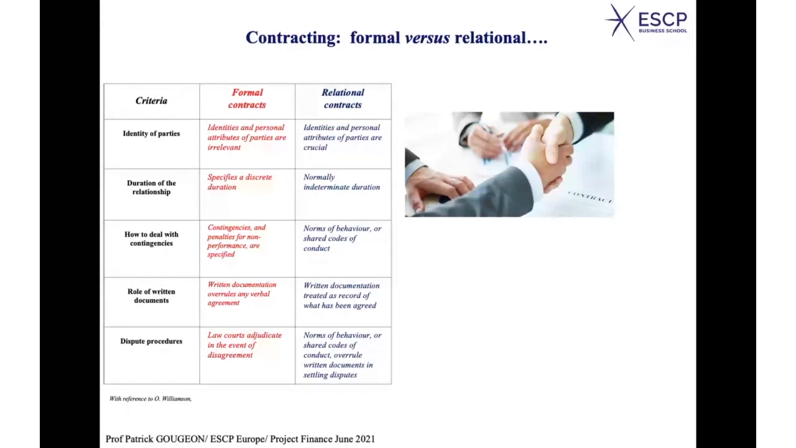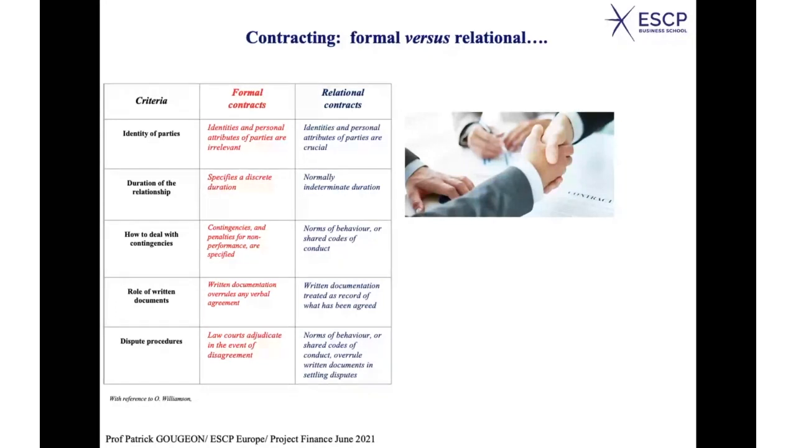Duration of the relationship. A formal contract specifies a discrete duration. Well, in a relational contract, there is no duration stipulated. If you have a friend, you are not going to tell him, well, let's be friends during 1 year, we'll see in 1 year from now how we do. No, indeterminate duration.